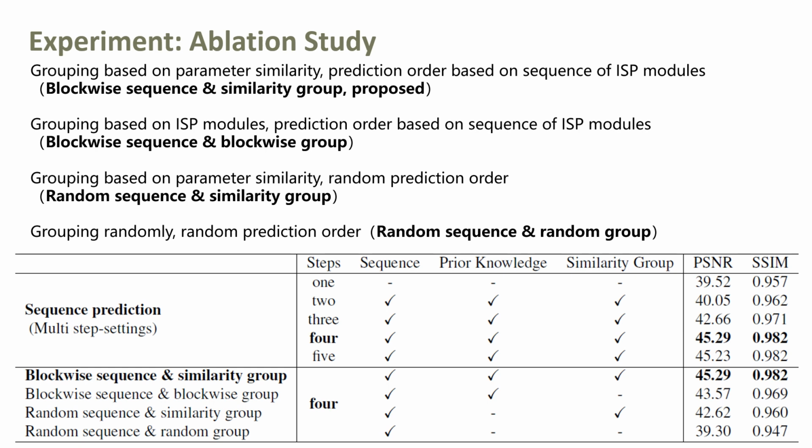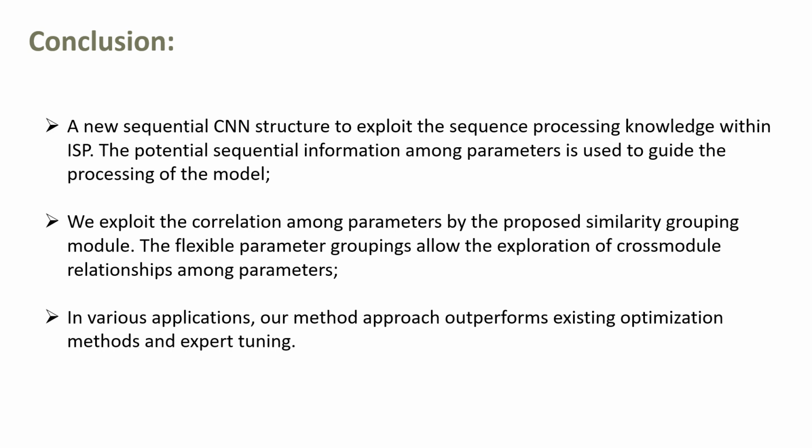To verify the effectiveness of the prior structural information of ISP, we changed the global similarity grouping by removing the block-wise sequence clustering centers and directly performing spectral clustering for all parameters. We also validated the effectiveness of this adaptive grouping approach. The results in the table show the effectiveness of the prior structural information of ISP and the similarity grouping with the introduction of parameter correlation. In conclusion, we propose a new sequential CNN structure to exploit the sequence processing knowledge within ISP.